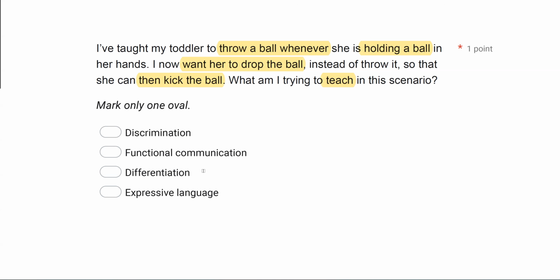What we're teaching is response differentiation. The difference between differentiation and discrimination is with differentiation, we're focused on a different response. Instead of throwing it, you need to drop it. That is response differentiation. Discrimination has to do with the stimuli. Remember that. And then expressive language, well, we're not teaching the toddler to communicate expressively, so that is out. What you're trying to teach is differentiation.